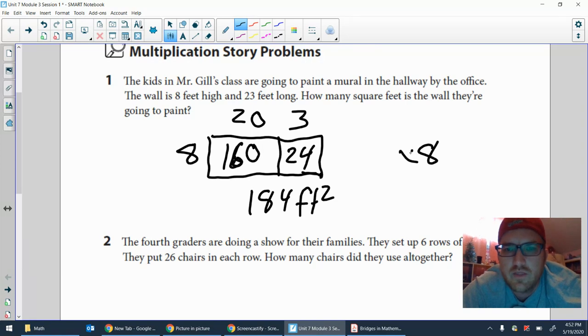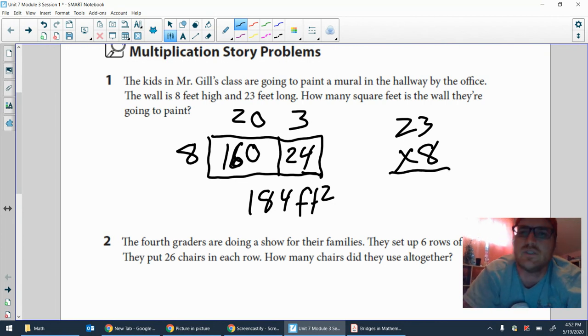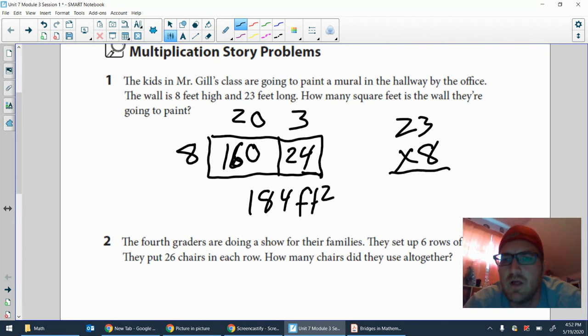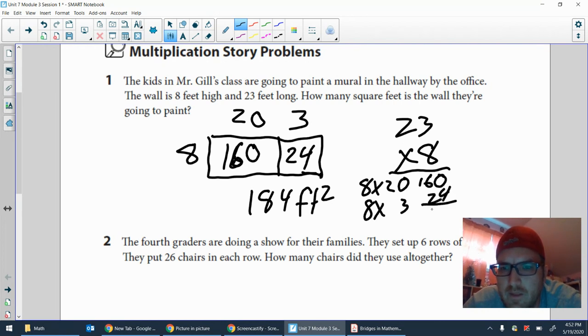Another way that we can show our thinking is writing it out like this. We can end up doing 2 smaller problems on the side. We can do a split strategy and do 8 times 20 and 8 times 3. Once again, we would get 160, and we would get 24. Then we can add those together, and we'd have 160 plus 24, which is 184 again, and that was feet squared.